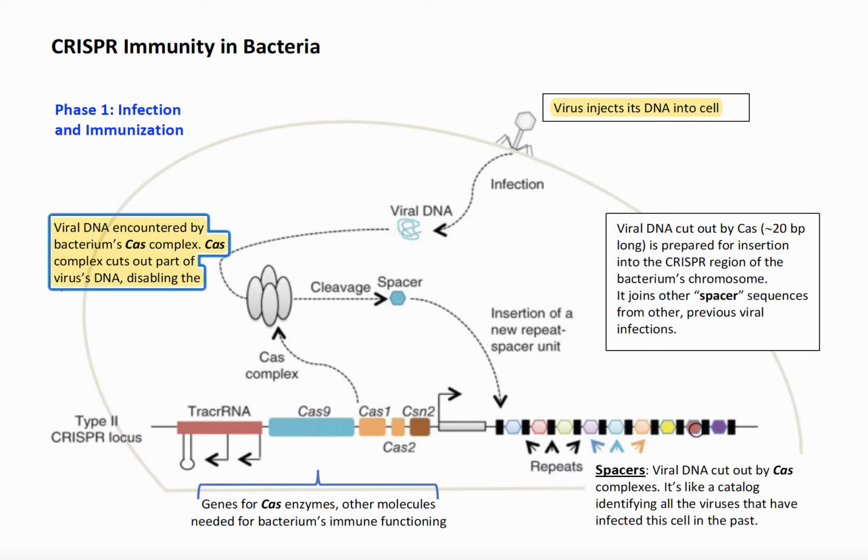And so now what the bacterium has in this CRISPR region is essentially like a library, a catalog of DNA sequences that are identifying all of the different viruses that have infected the cell in the past. And so if any of those viruses infects the cell again, the bacterium has a record of that and will have the ability to respond more effectively to disable that virus and prevent it from infecting and potentially killing the cell.